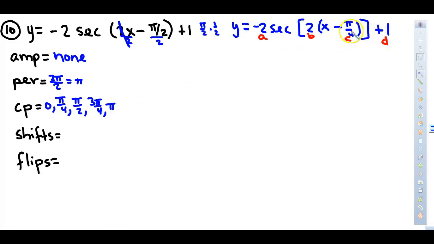Shifts, we've got 2 of them. Looks like we're going to go to the right pi over 4. And then we're going to go up 1. And do we have a flip? Yes, we do. Because A is negative.